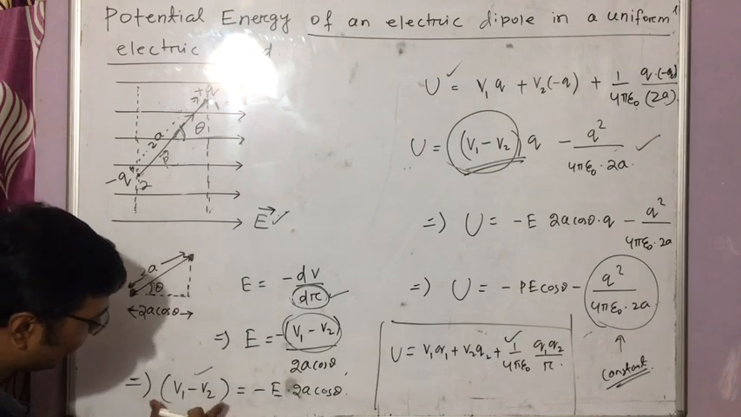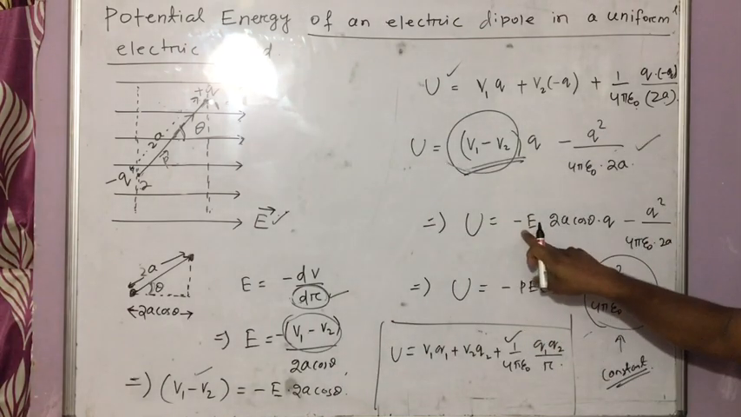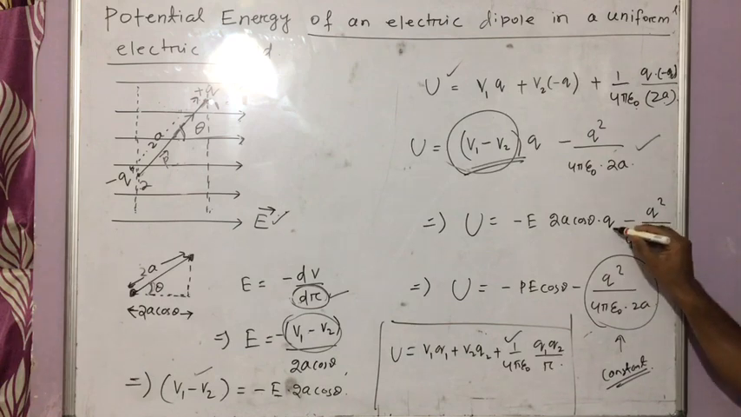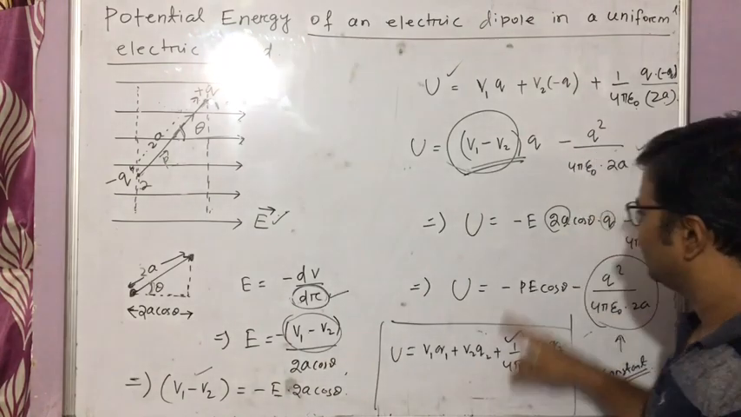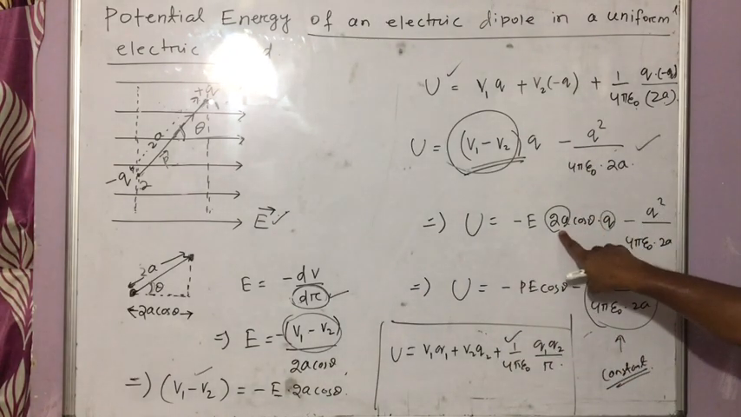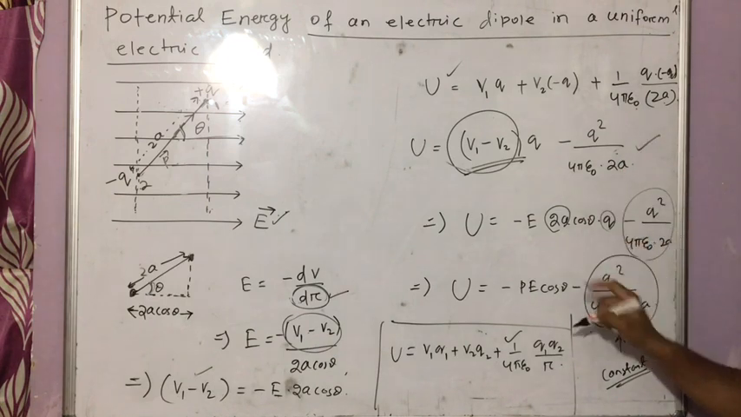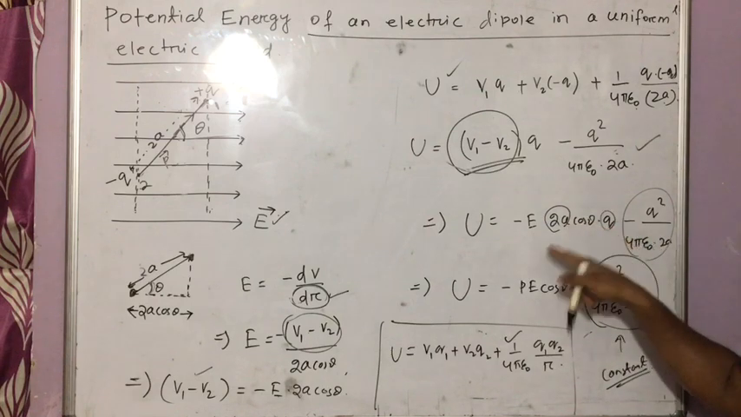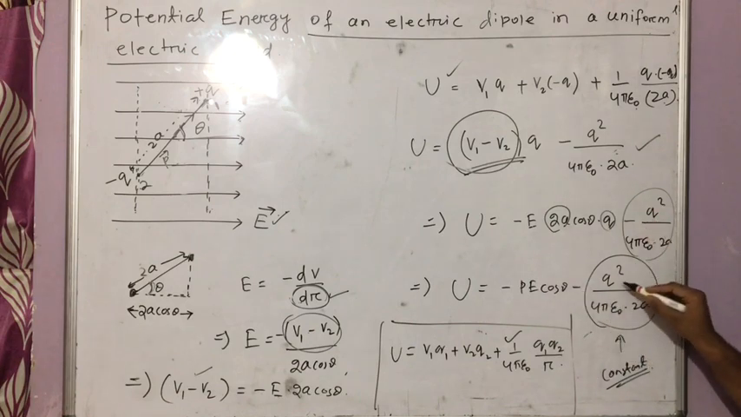Now I can put the value of V1 minus V2 here. U is equal to minus E into 2A cos theta into Q. And see here, Q into 2A will be your dipole moment. And the other term is just repeated here. Now your expression will be: Q into 2A is P, so it is minus PE cos theta, and this term is minus Q square by 4 pi epsilon naught 2A.